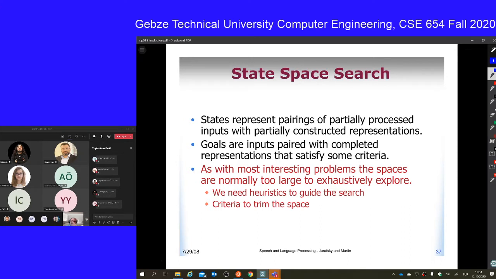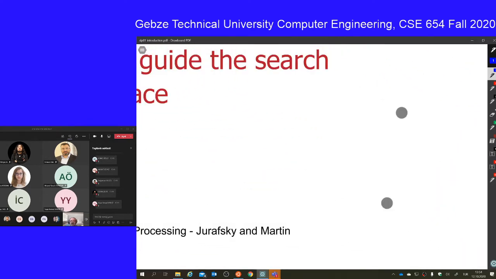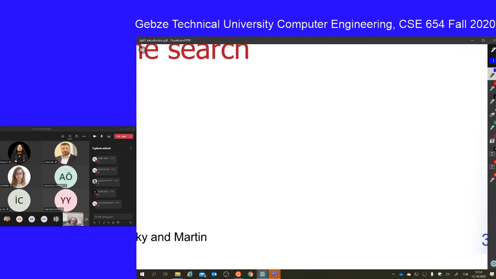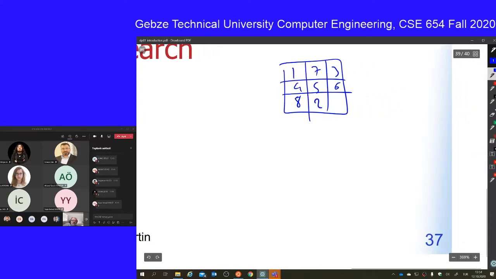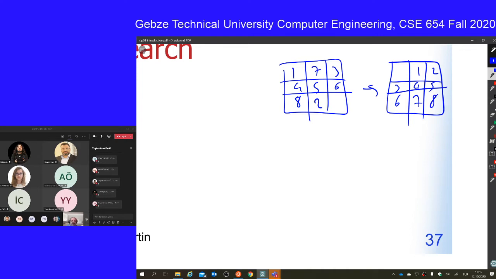Okay. State space search. Let me give you, actually, you know about state space search. Let me give you one example. This is a very classic example for state space search. I'm sure you know the 8 puzzle game, right? If you have numbers like 1, 7, 3, 4, 5, 6, and 8, 2. Okay, I want you to move your pieces so that this becomes 1, 2, 3, 4, 5, 6, 7, 8. So how would I do this? Maybe how many states can I go from here?